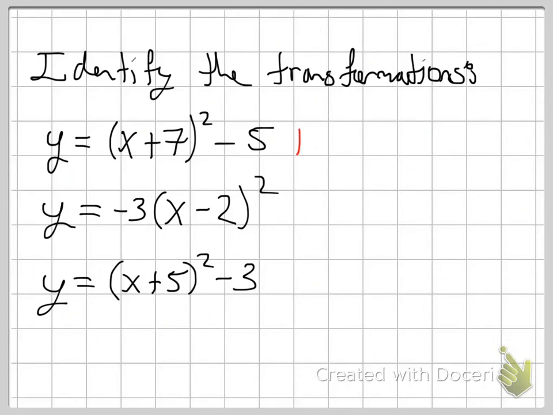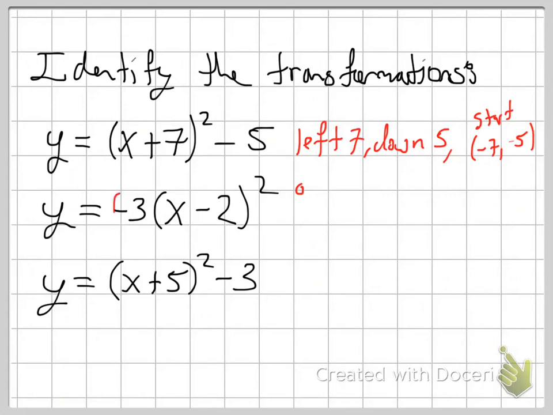All right. With the x plus 7 quantity squared minus 5, where the x plus 7 is zeroed out is at negative 7. That's going to move us left 7, and the negative 5 is going to move us down 5. So this is going to be left 7 and down 5. And our starting point will be negative 7 and negative 5.